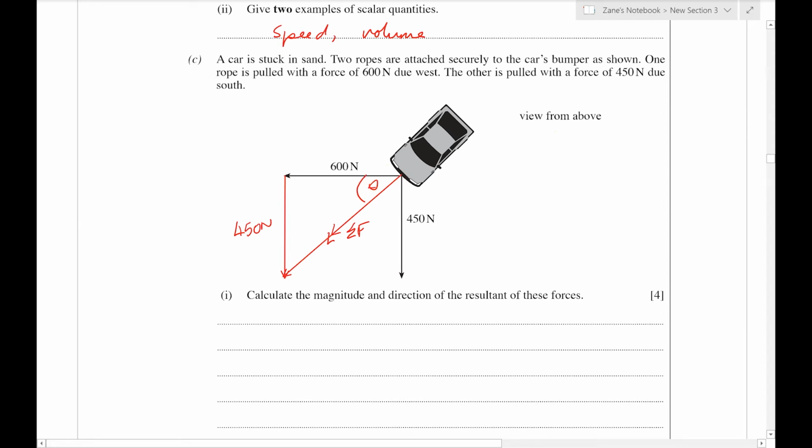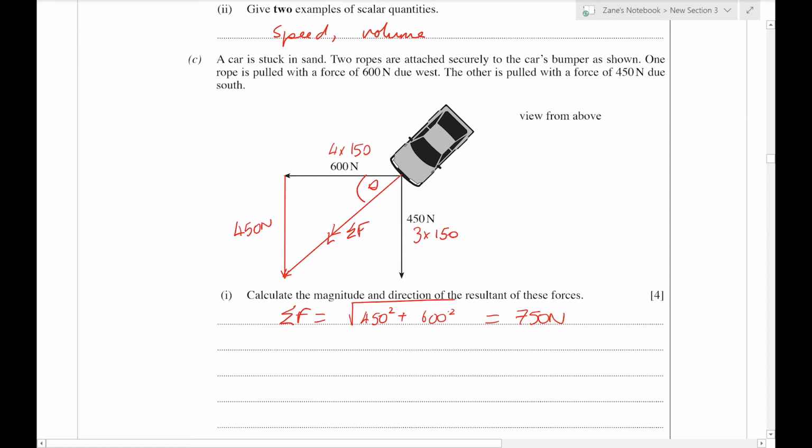So to find the size, we're going to use Pythagoras' theorem. And if you're really sharp, you might spot that 450 is 3 lots of 150, 600 is 4 lots of 150, so therefore this resultant is going to be 5 lots of 150, a 3, 4, 5 triangle. But let's just show the workings that we would do if we wanted to write it out in full. So we've got the square root of 450 squared plus 600 squared, which gives us an answer of 750 newtons.